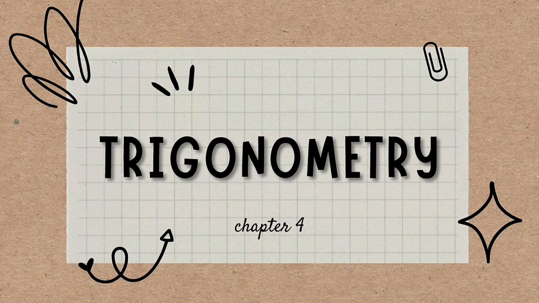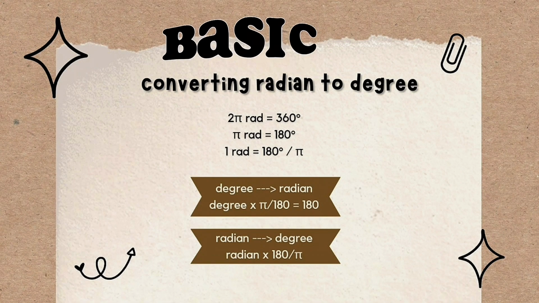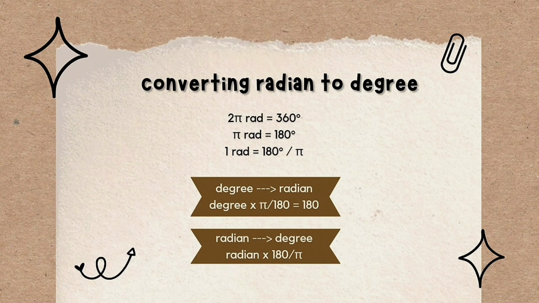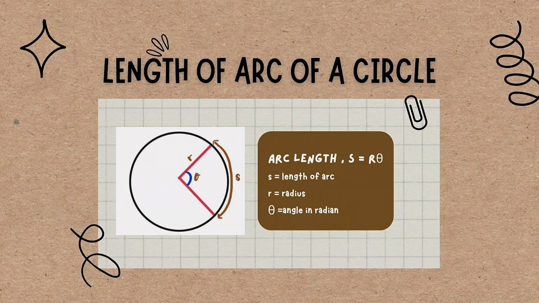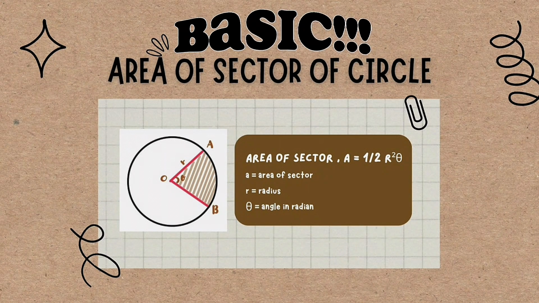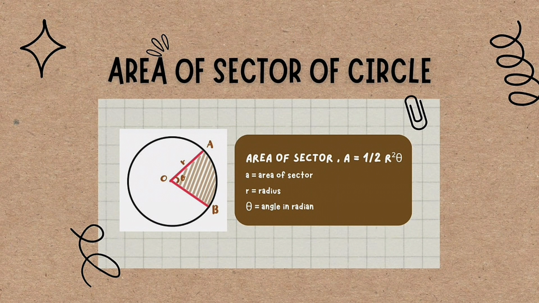Next is trigonometry. Basic thing we should know is how to convert radian to degree and degree to radian. And then arc length formula and area of sector of circle formula.